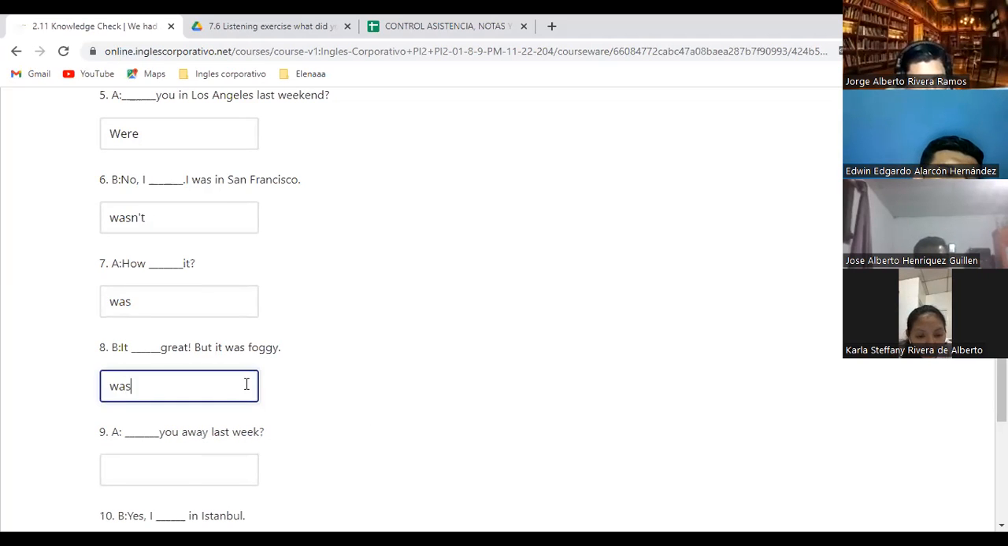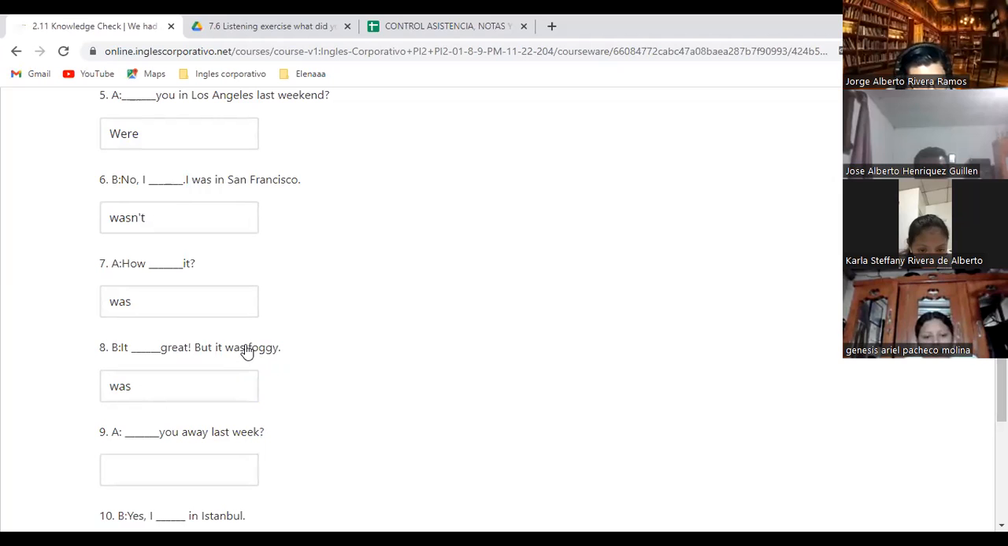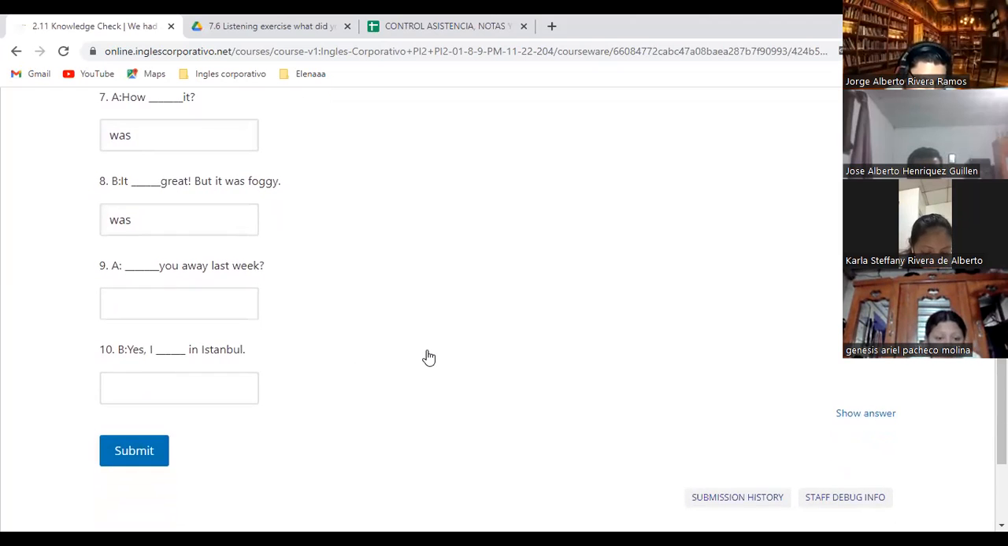It was great. But miren cómo estuvo el clima. It was foggy. What is nubloso. Nubloso. Cuando hay neblina, niebla, exactly. It was foggy. Okay, it was foggy. My mistake. Okay, Genesis, number nine.